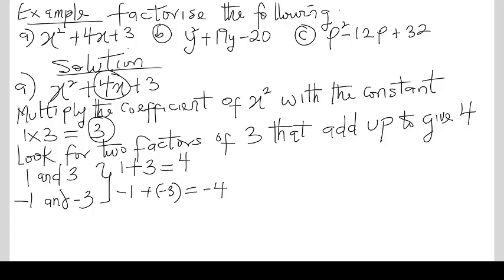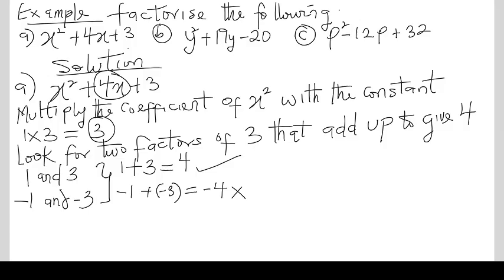And as you can see, the correct one that I'm going to be using is the first one, which is 1 and 3, because 1 plus 3 is going to give me 4, which is the coefficient of x at the middle of my question, while -1 minus 3 is going to give me -4. So I'm definitely not going to be using the second factors that I've gotten.